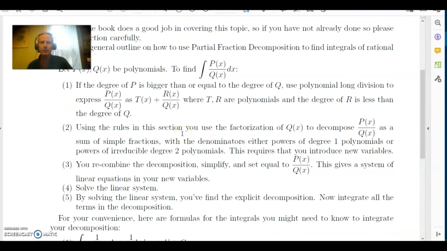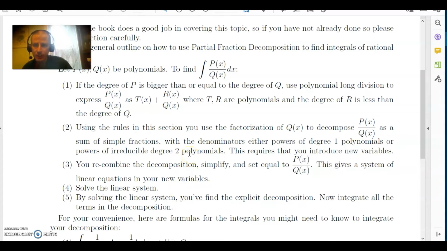Now, there's a rather complicated procedure in this section with lots of different cases. But what you do in all the cases is that you abstractly decompose your fraction p of x over q of x as a sum of simple fractions, where the denominators of all the simple fractions come from the factors of q of x, and they are either degree 1 polynomials or degree 2 irreducible polynomials, which means they don't have any real roots.